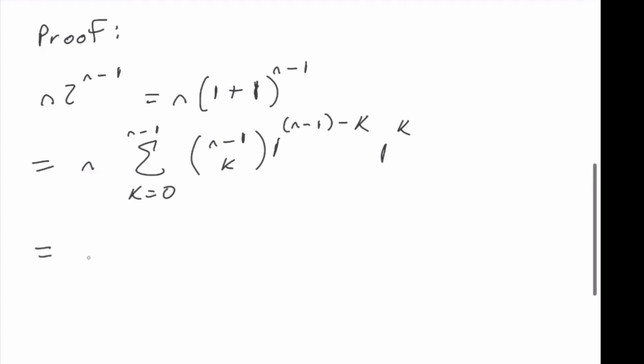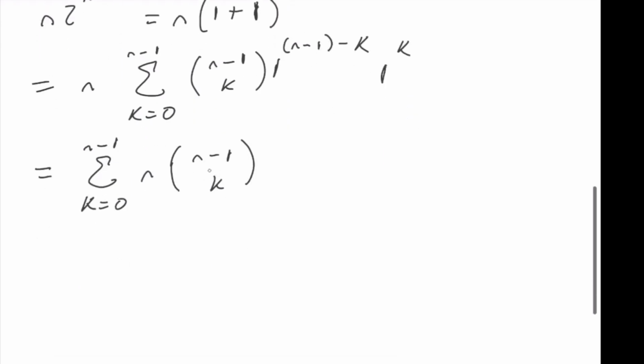Now, since this is n times this sum, n is going to be multiplied by each term in this series. So I can just put this n into all these terms in the series. So we can rewrite this as the sum from 0 to n minus 1 of n times n minus 1 choose k, and then 1 to the n minus 1 minus k is still 1, and 1 to the k is 1 for all of these. So this expression is equivalent to this one.